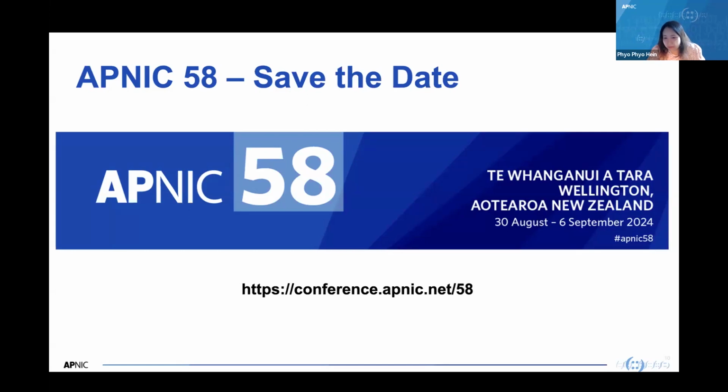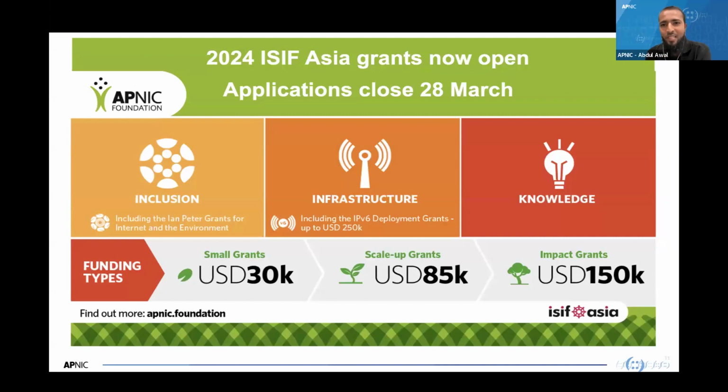Thank you, Phil. And there are the ISIF grants, which are a very big amount that ISIF, the Internet Society Innovation Fund, provides. You can see numbers like 30,000 US dollars and 85,000 US dollars, depending on the size of the project, and these projects have to be around inclusion or infrastructure. So, for example, you can apply for IPv6 deployment grants.